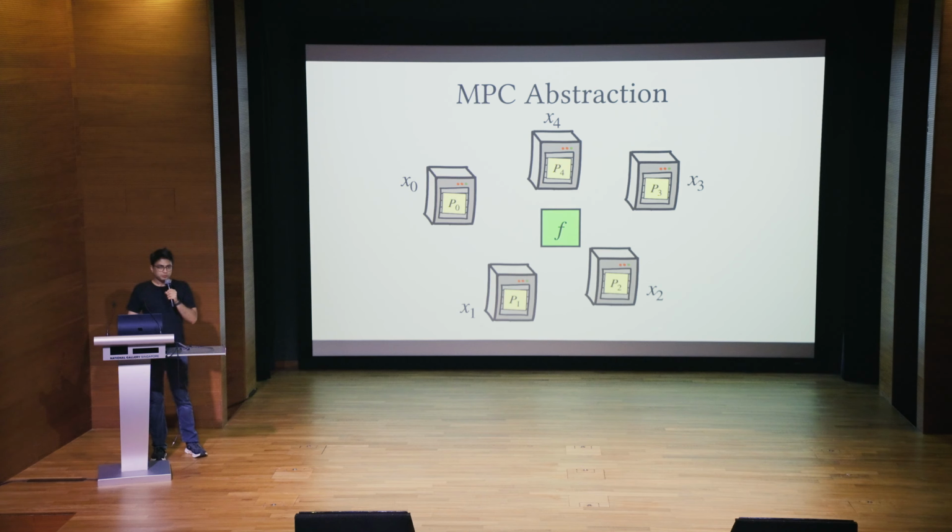But for the sake of our talk, because we don't want to be bogged down by these concrete details, we're going to assume a sort of abstraction where there's some sort of ideal box, F, to which all of these parties provide their inputs in a secure fashion. And the box, without revealing any of the intermediate states of the computation, is able to produce the output.